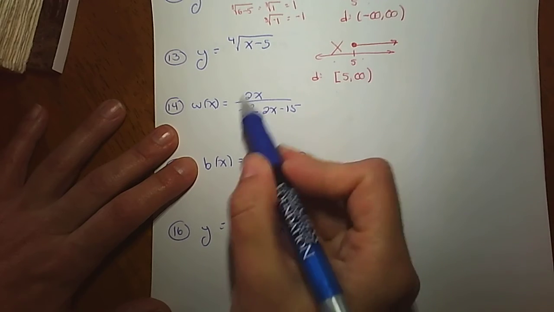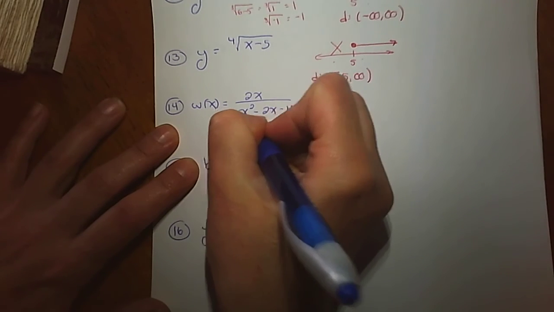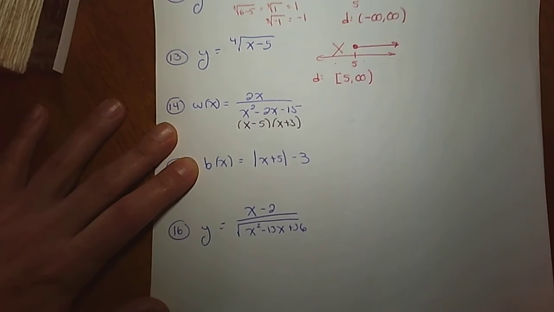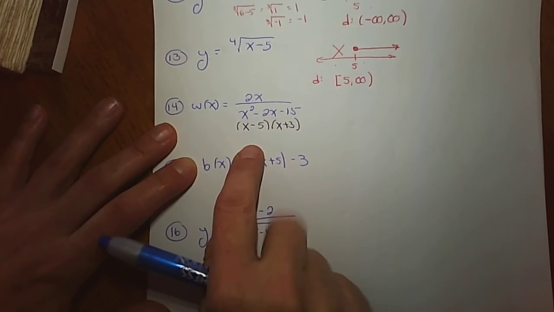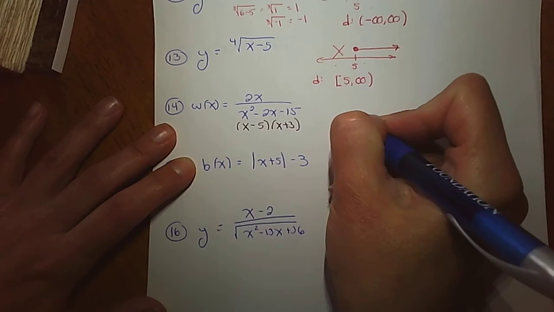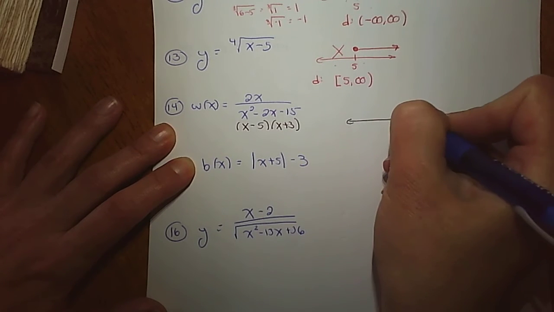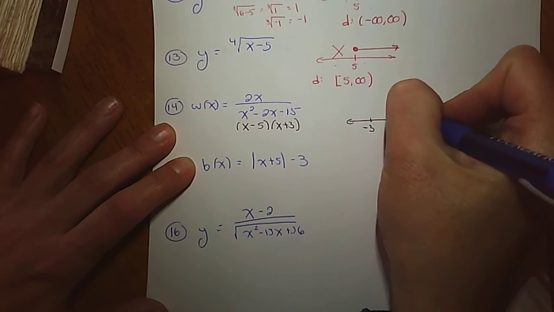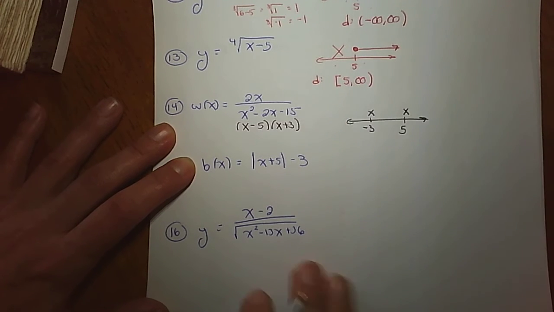And what you should have done first here is factor your denominator. Okay, so I factored it. So the things that are going to ruin this denominator are a 5 and a negative 3. So I'm going to draw a number line. Positive 5 and negative 3 ruin it. So I cannot have a 5 and I cannot have a negative 3.